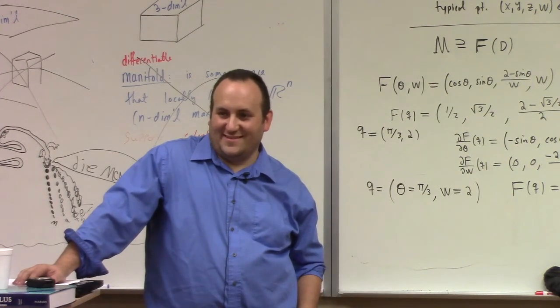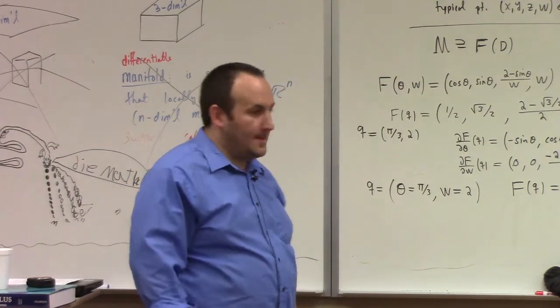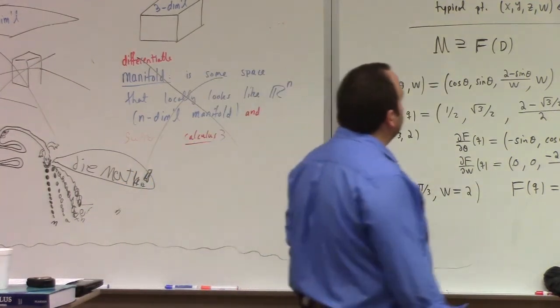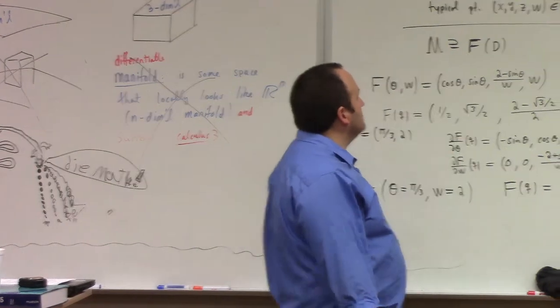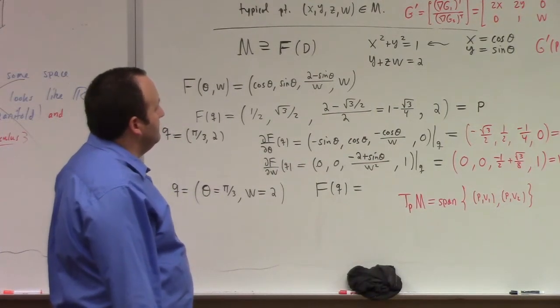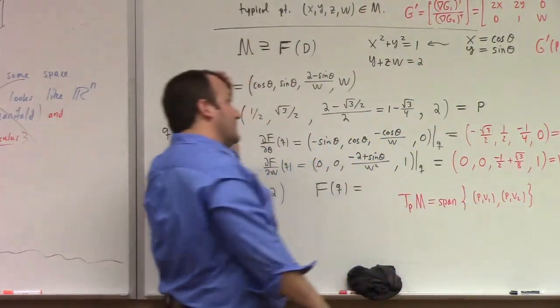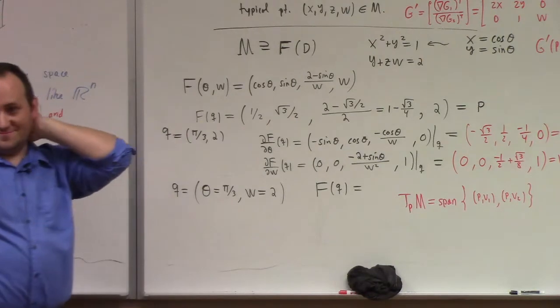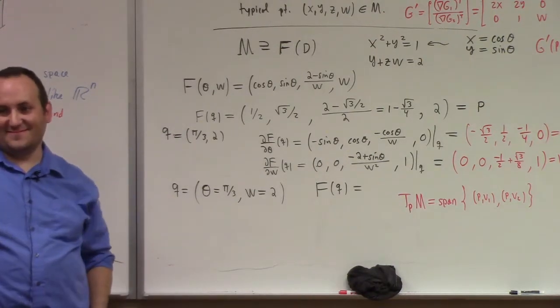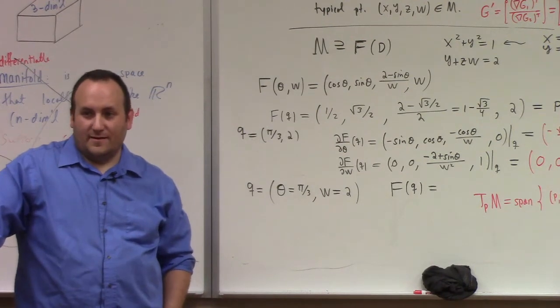When you're given the initial conditions of like x squared plus y squared equals 1, and y plus w equals 2. Obviously in this case you could say that x is cosine theta, y is sine theta. This is given. But is there like a way to determine a really good parameterization for anything, or do you just kind of have to guess?